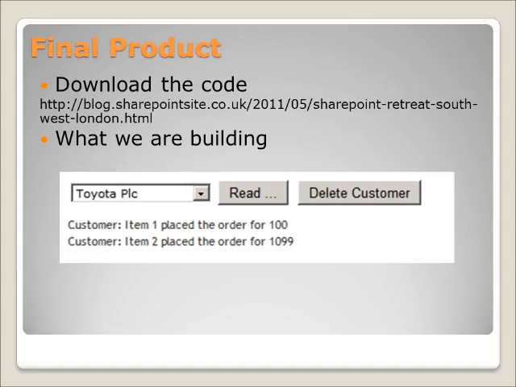The first project creates a list and creates referential integrity between these two lists using a feature receiver. The second part of the project is the visual web part, which you can see on the screen. This is actually a sandbox solution, and in that, we just create a drop-down list. We can read the orders for a specific customer, and you can delete a specific customer. So it just does your basic CRUD operations.